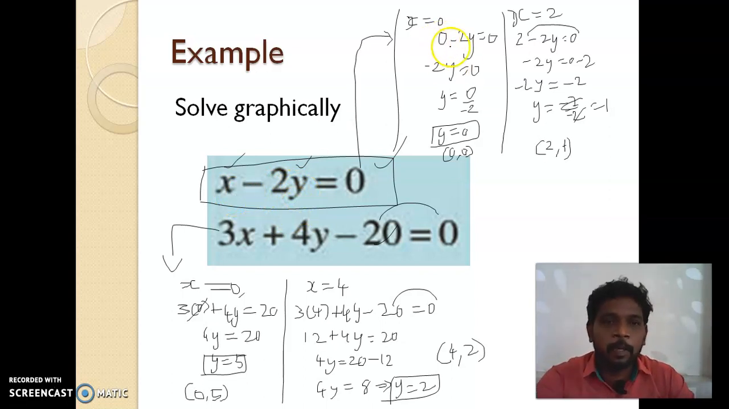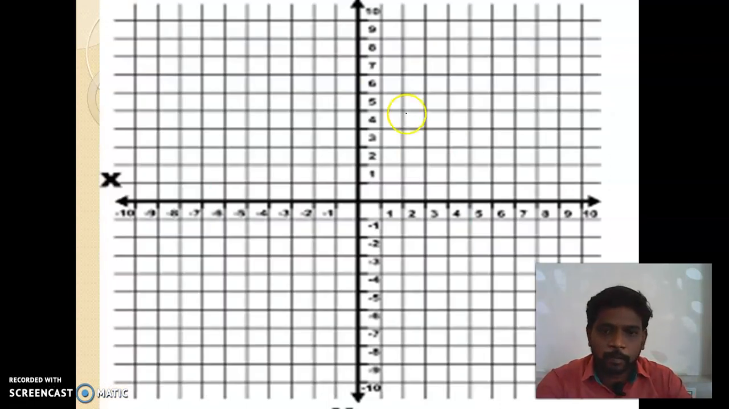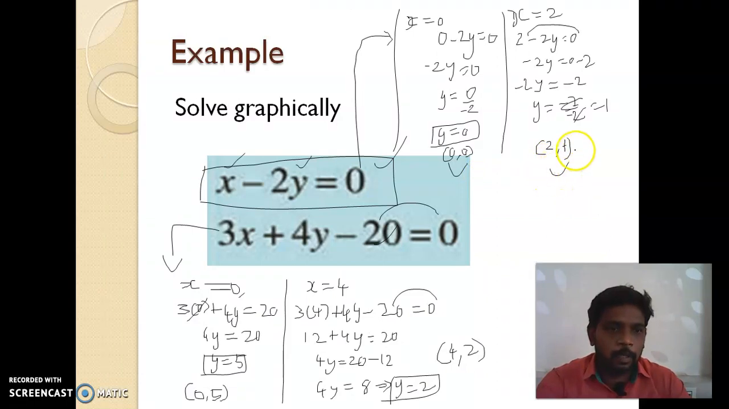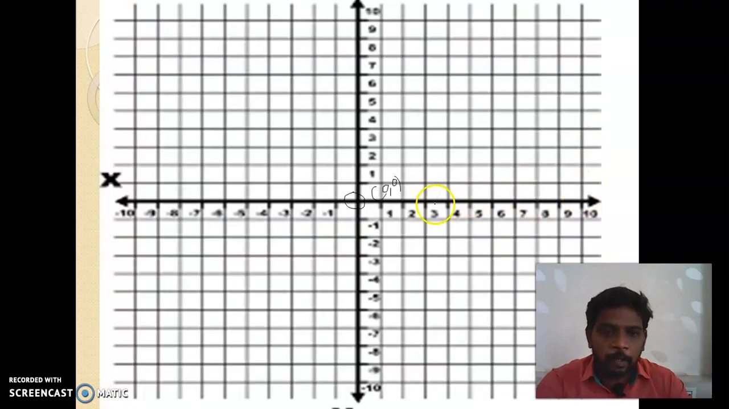Now I am going to plot these points. Okay, for the first one, 0 comma 0 and 2 comma 1. So this is a graph. 0 comma 0 means it will come here. So 0, 0. Next one, 2, 1. So x value 2 is here and y value 1 is here. So 2, 1. Now draw the line through these 2 points. This is the line of the first one.